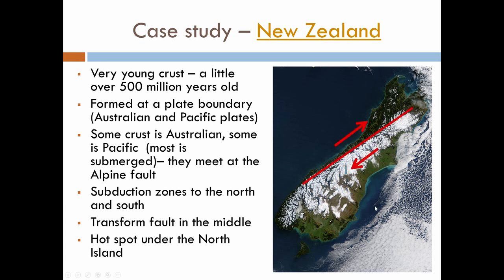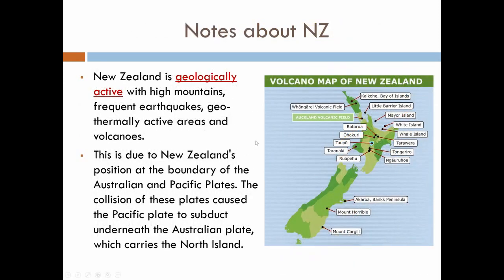And we can see that movement there. So with high mountains and frequent earthquakes, very geologically active. These are all of the volcanoes in New Zealand. Mount Horrible. That's a pretty good name. Wonder why they called it that. Must be terrible. So White Island, I think, was where they had the volcanic eruption last year that caused the deaths of numerous people.